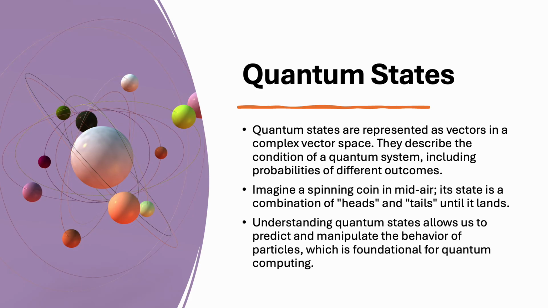So let's look into quantum states. As a continuation from the previous learning, quantum states are represented as a vector, or as vectors, in a complex vector space. They describe the condition of a quantum system, including the probability of different outcomes. Imagine spinning a coin in midair, as we discussed. Its state is a combination of heads and tails until it lands, or in other words, collapses. Understanding quantum states allows us to predict and manipulate the behavior of particles, which is foundational for quantum computing and is not available in the classical computing arena.